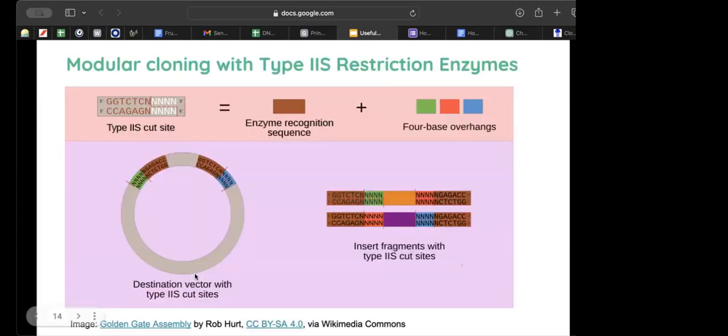Right. Prince, there are questions in the chat, on stop codon and the copy number.